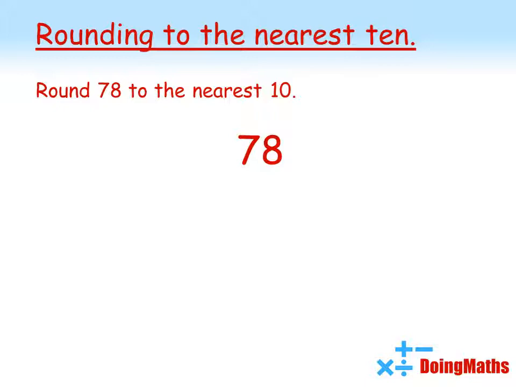Now we want to look at how we can round a number without having to draw the number line. So let's start off trying to round 78 to the nearest 10. So the tens column has got the 7 in it. This is the column we're going to round to.